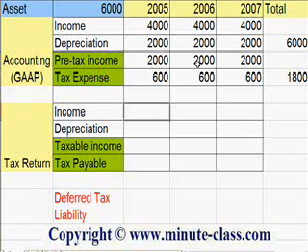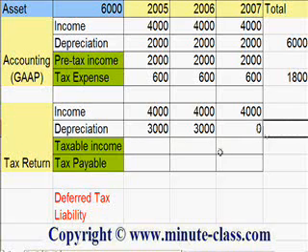Then how about for the tax return? For the tax return, you are allowed to use a different depreciation method. First, the income should still be the same as in the accounting method before the depreciation. So this is also 4,000 in 2005 and the same in the rest of the years. But let's say for the tax return purpose, we depreciate the assets over 2 years only. So it's going to be $3,000 for the first 2 years and $0 for the last year. So the sum of the depreciation still equals 6,000, but we accelerated the depreciation in the first 2 years. So what is the effect?